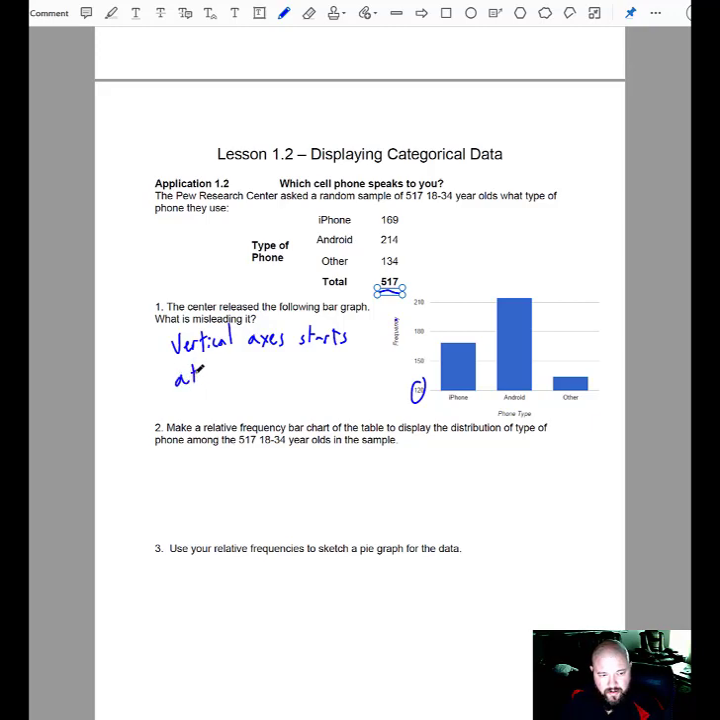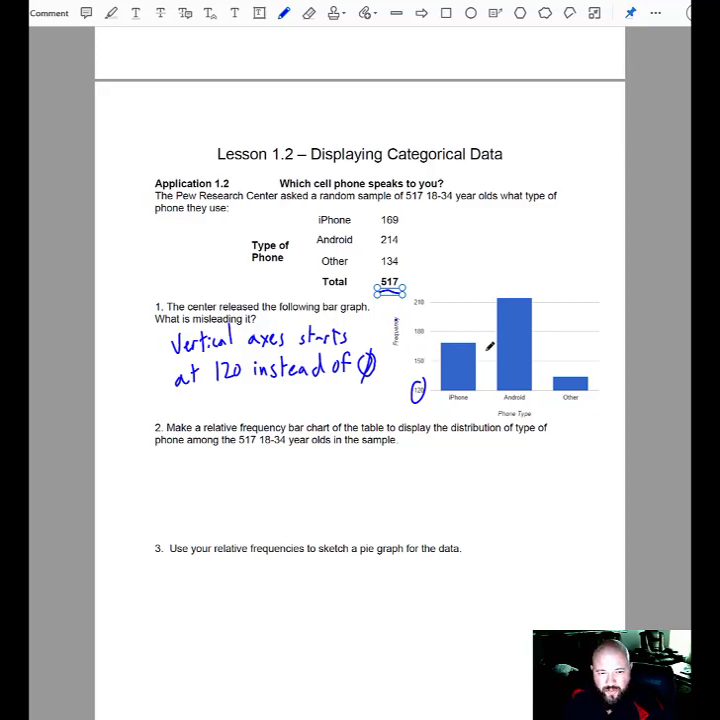Starts at 120 instead of 0. No, it's 0. Well, that was a cruddy 0. There we go. So that is 0. So that is the main thing wrong with that, okay?